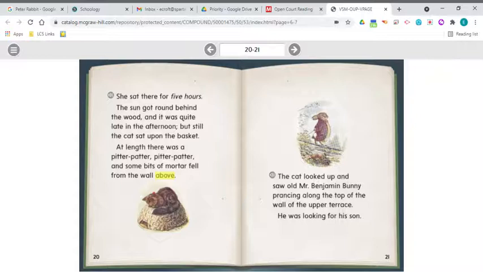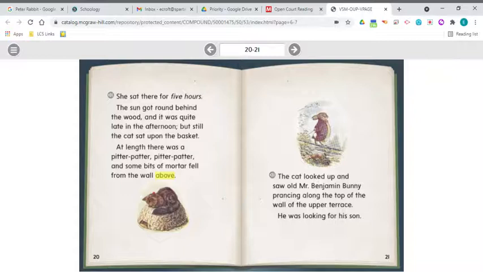At length, there was a pitter-patter, and some bits of mortar fell from the wall above. The cat looked up and saw old Mr. Benjamin Bunny prancing along the top of the wall of the upper terrace. He was looking for his son.